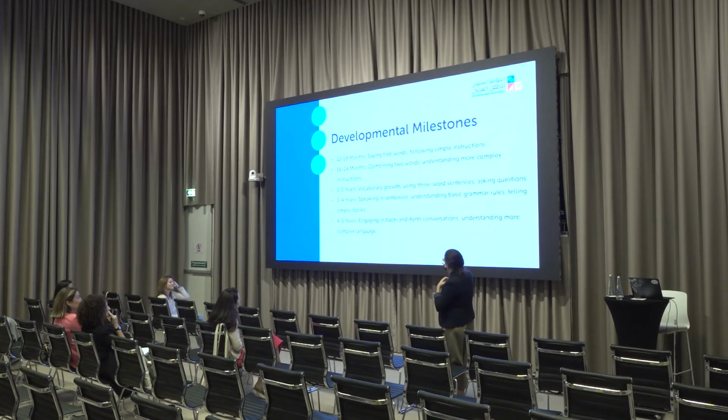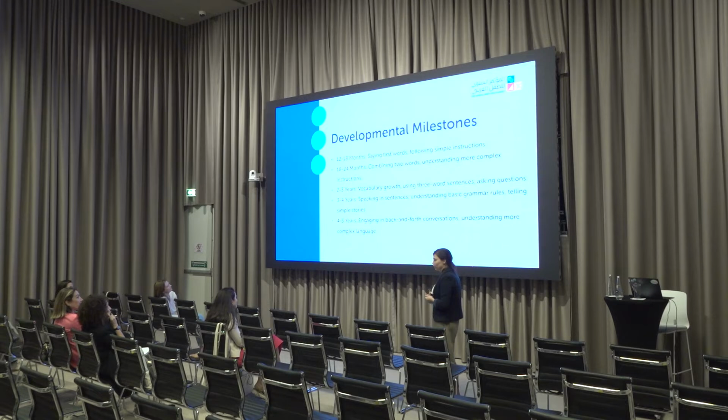By 2 to 3 years, the vocabulary continues to grow. We usually are up to 3-word sentences, like "Baba, I want to go," "give me whatever," okay, so short, simple sentences. And then we start asking questions. This is the age where you're going to hear "why" the whole day, okay? It's a very interesting age, where they're growing that curiosity and that vocabulary growth.